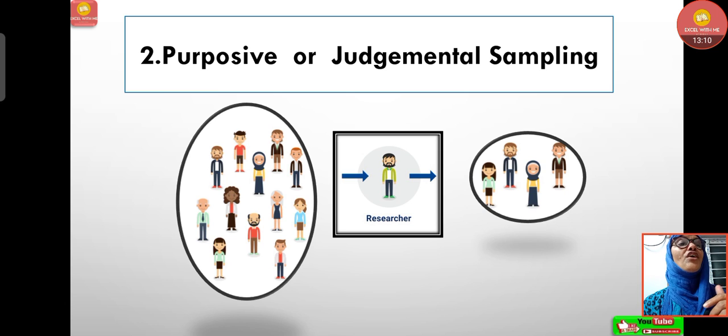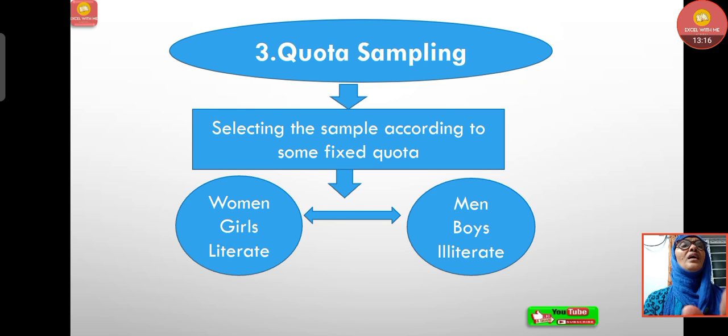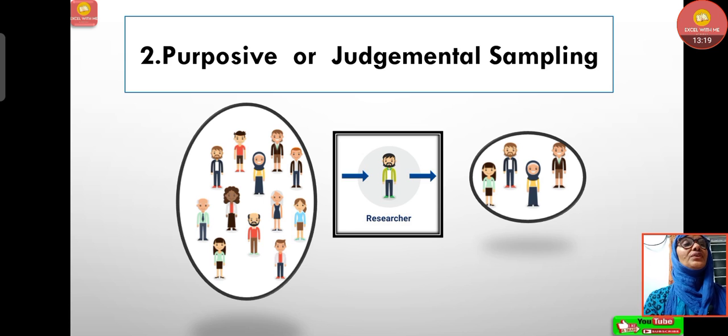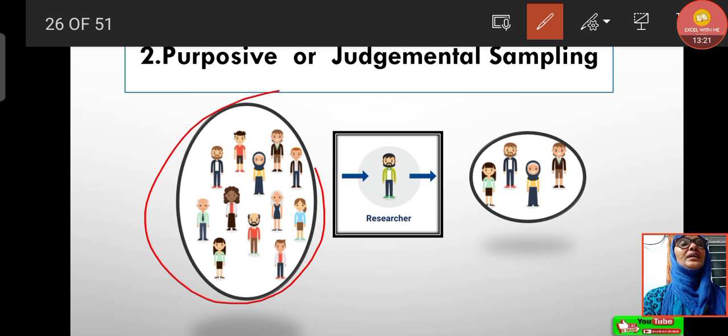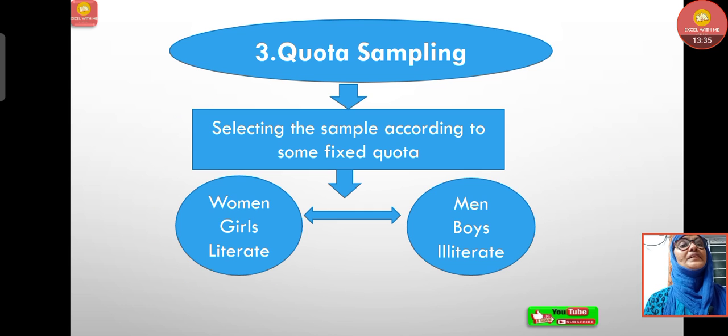Now, the second one is purposive or judgmental sampling. What happens in this sample? The researcher, out of this population, purposively selects those, or maybe has the judgment that these people are suitable for their research as their samples. The third one is quota sampling. That is selecting the sample according to some fixed quota. That is maybe women, girls, literate. Maybe men, boys, illiterate. That means the same quota we are choosing here.